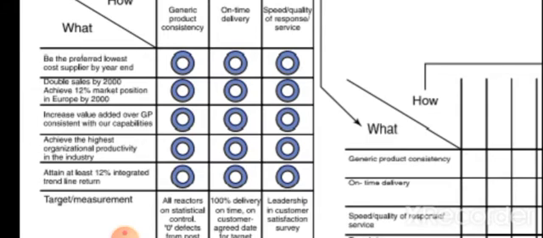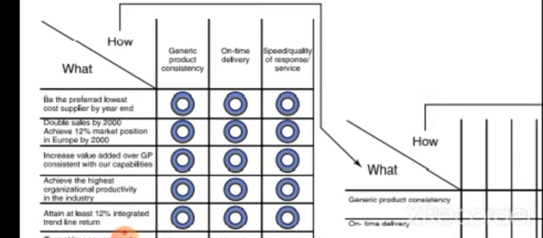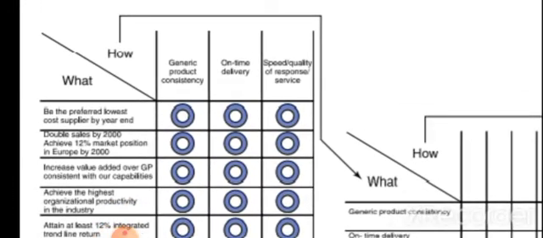These are listed under the heading what, right? So these measurable goals are listed under the heading what. The top team listens to the voice of the customer and tries to understand how these business goals will be achieved. Who is the voice of the customer?